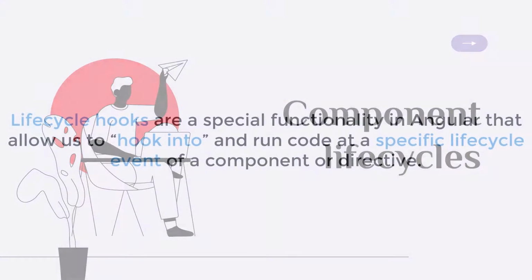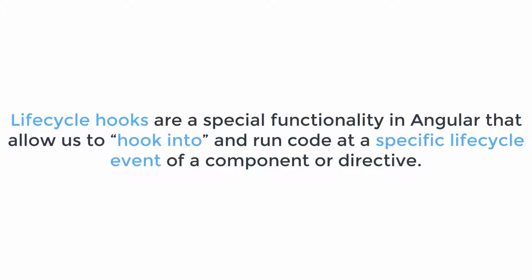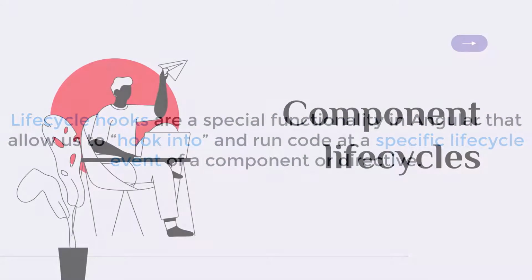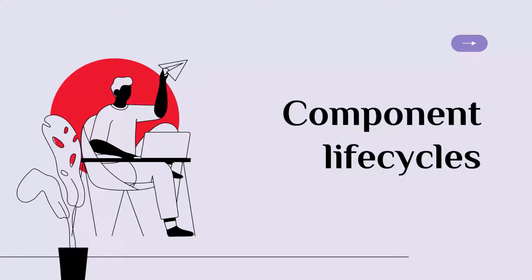Lifecycle hooks are a special functionality in Angular that allow us to hook into and run code at a specific lifecycle event of a component or directive. Angular manages the components and directives when it creates them, updates them, or destroys them.